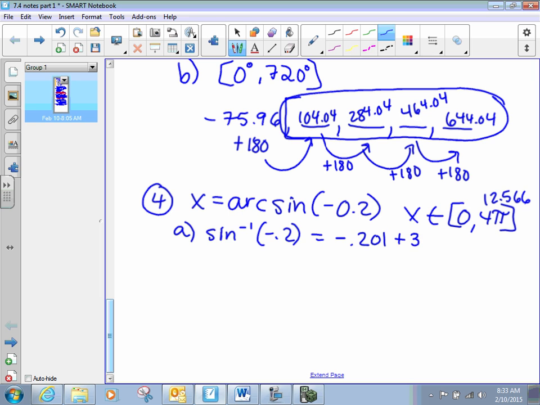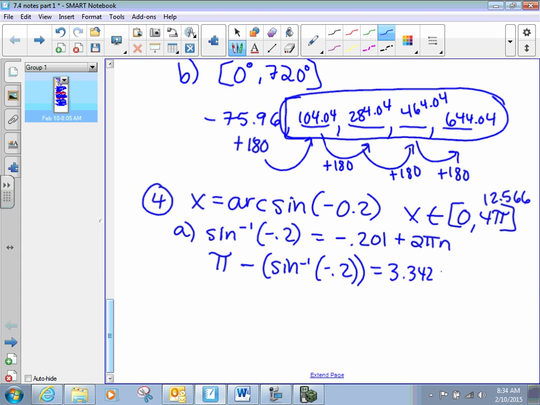So for the general solution, I would have inverse sine negative 0.2 equals negative 0.201 plus the 2 pi n. So now that we're in radians, instead of 360, it'd be 2 pi n. But then I also need that other one, the 180 minus. So now since I'm in radians, it's pi minus inverse sine negative 0.2 equals 3.3429, and again plus the 2 pi n.